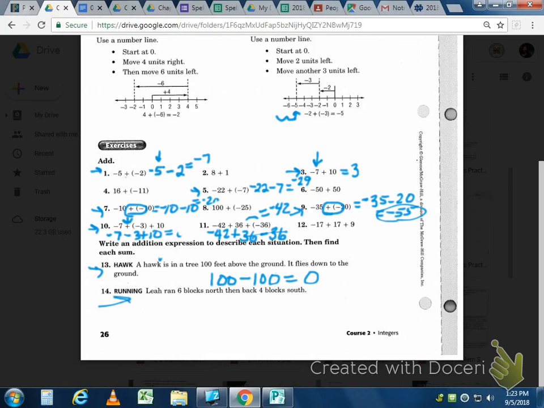Let me do this one. Leah ran 6 blocks north. So I'm thinking that would be a positive 6. And then 4 blocks south. What integer would that be? Liam, what would that be? Negative 4. So how many blocks would Leah end up at? 2 blocks. 2 blocks above where she started. Yeah. She would be at 2 blocks. All right. Any questions about combining those integers?